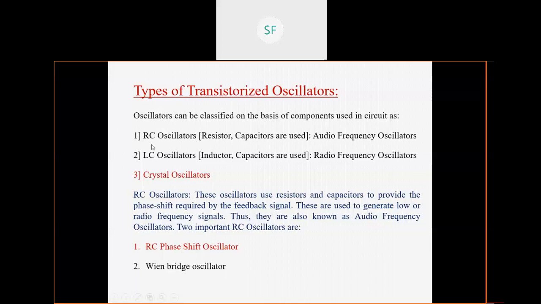तो ये जो RC oscillators जो frequency produce करते हैं, उनकी frequency कितनी रहती है? आउटपुट frequency उन waves की ऑडियो रेंज में रहती है, so that's why RC oscillators are also called as audio frequency oscillators.